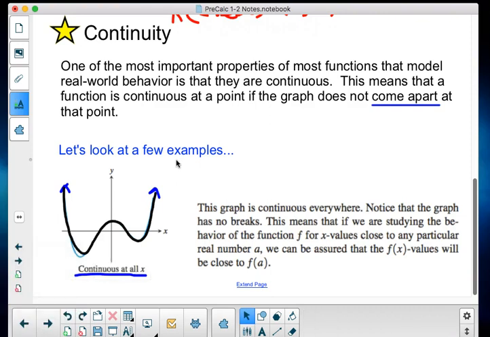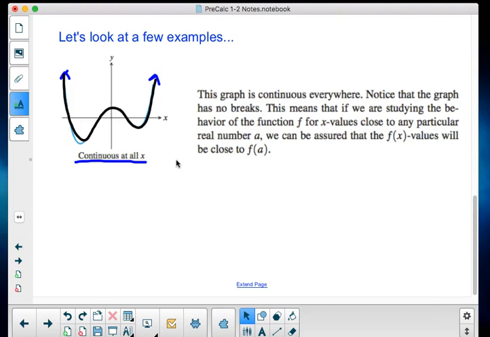Okay, so this graph is continuous in all x. Now, this graph is continuous everywhere. Notice that the graph has no breaks. This means that if we were studying the behavior of the function f for x values close to any particular real number a, we can be assured that f of x values will be close to f of a. Actually, we'll run right over it because there is no concern about us not being able to find f of x for the value of a and find the value of f of a.